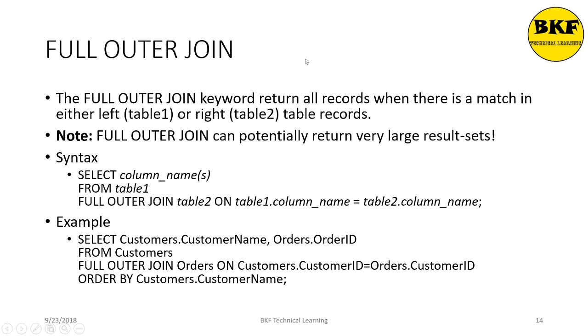Now, full outer join. The full outer join keyword returns all records when there's a match in either the left or right table, and when there's no match, then you're going to get null. So full outer join can potentially return very large result sets. Here's an example. Select customers.customer name, orders.order ID from customers full outer join orders on customers.customer ID equals orders.customer ID order by customer name.